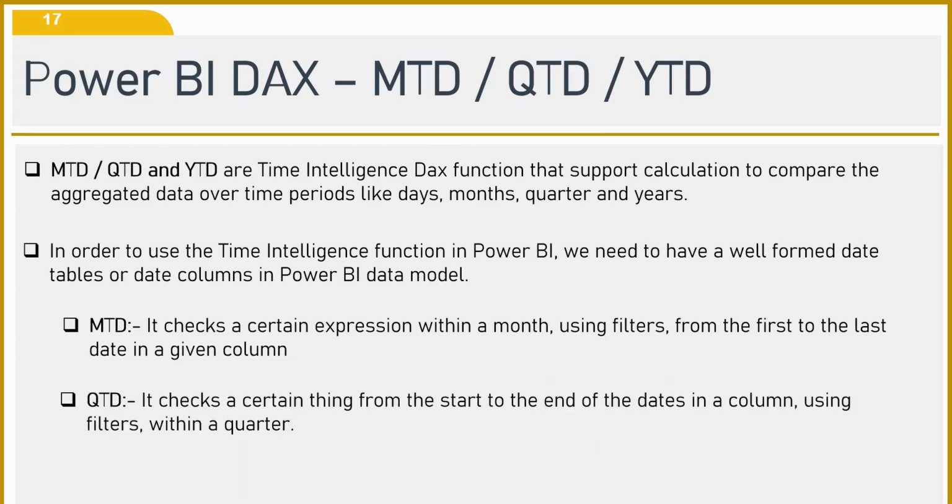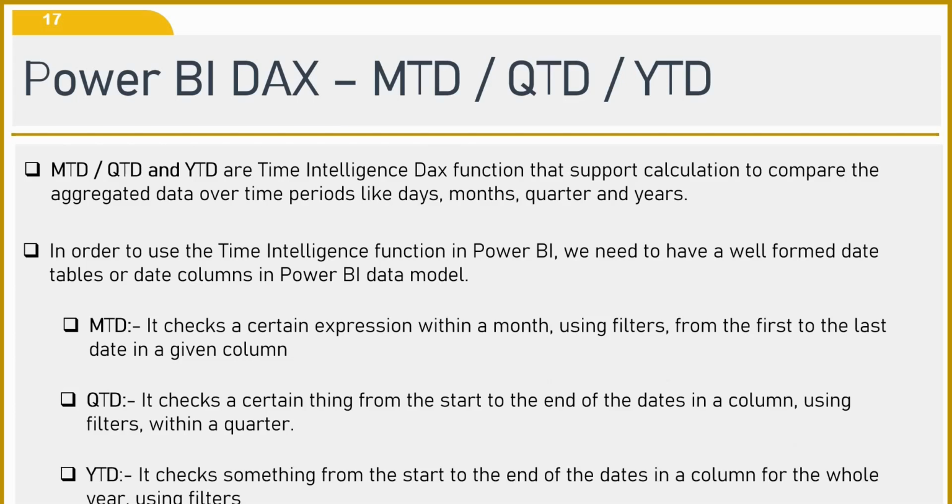QTD is quarter till date, and it checks from the start to the end of the dates in a column using filters within a quarter. As you all know, a quarter is 3 months, and we have 4 quarters in a year. So based on the latest month of the data, it will calculate the expression over a time period of 3 months and give you the value.